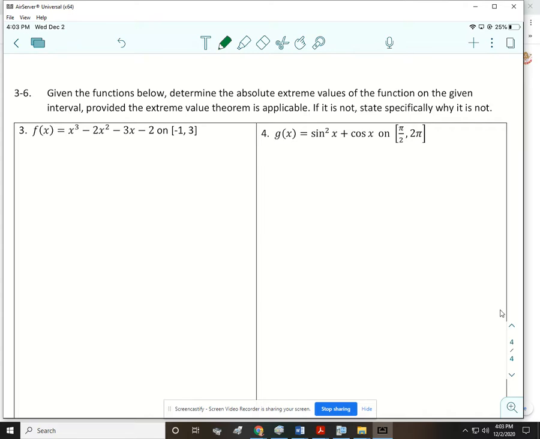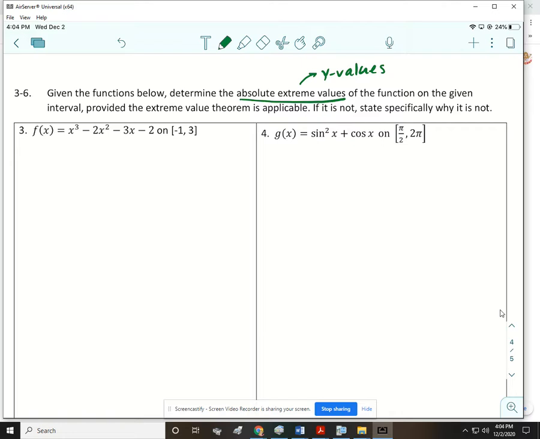Okay, so we have to think about, are they asking us who the third president is, or are they asking us where he lives? So if it's asking us the absolute extreme values, they're asking us what it is, who it is. So we're just giving the y values here, not where it lives.